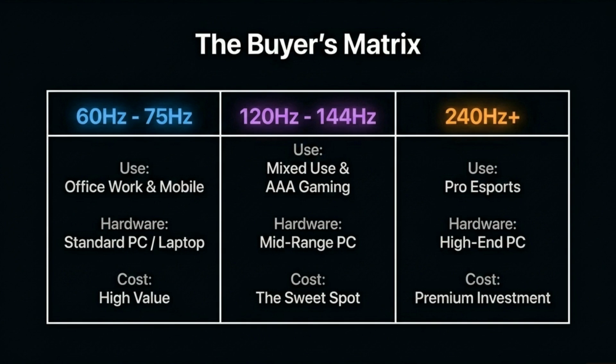Use this buyer's matrix to decide. 60 Hz to 75 Hz is high value for office work. 120 Hz to 144 Hz is the sweet spot for mixed use and gaming. 240 Hz Plus is a premium investment for pro esports.